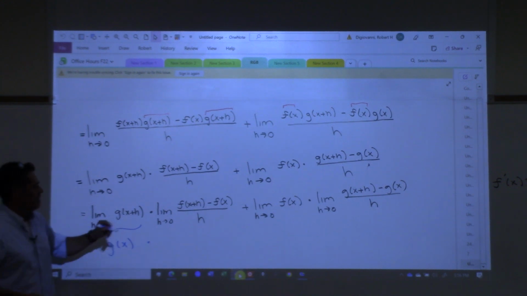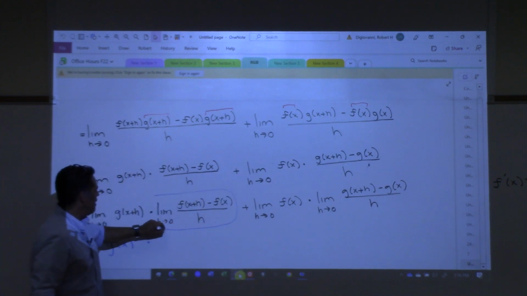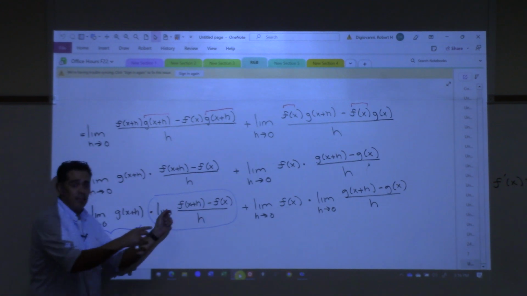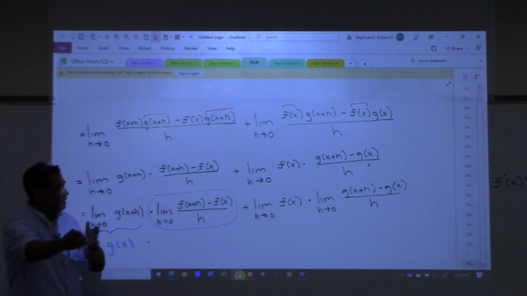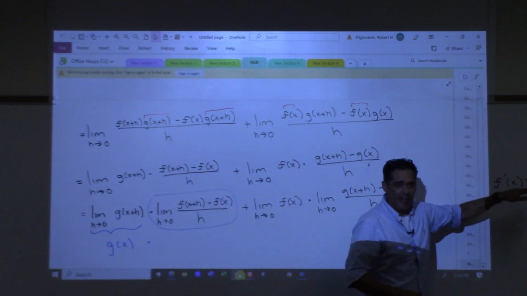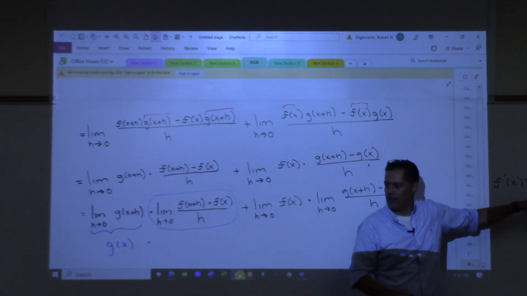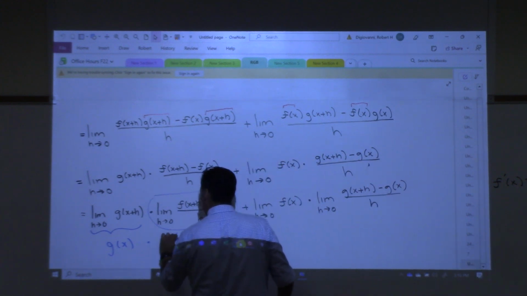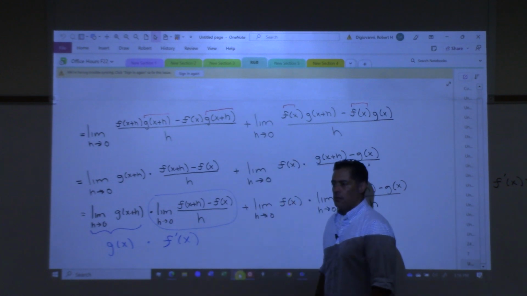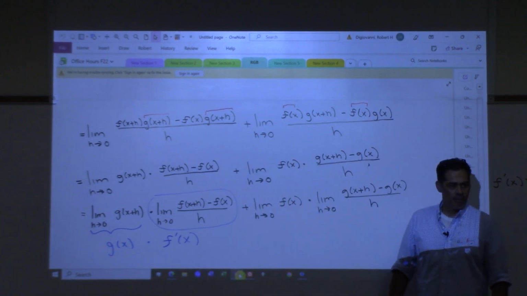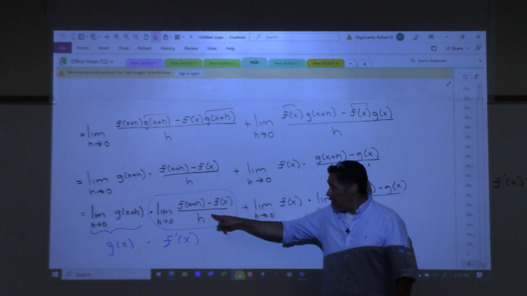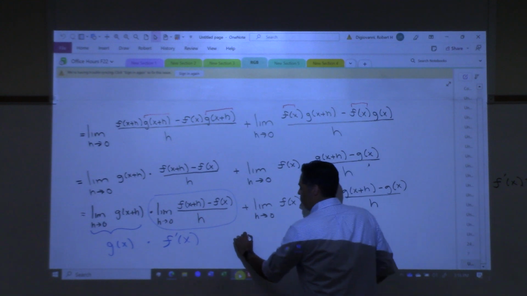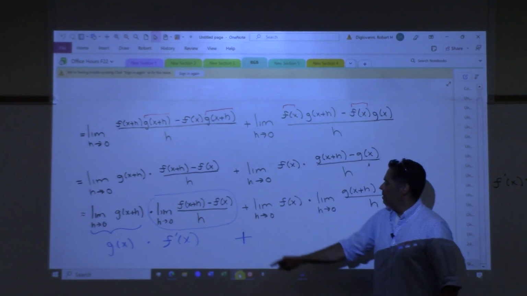Now, this limit is really impossible for us to figure out what it is. We can't tell what it is, but it's just the derivative of that. That is the actual definition of what f prime is, isn't it? So would you agree that this right here is just f prime of x? Yes? That's by definition. When we define that, we said that is what f prime of x is. And then plus. Now take this limit.